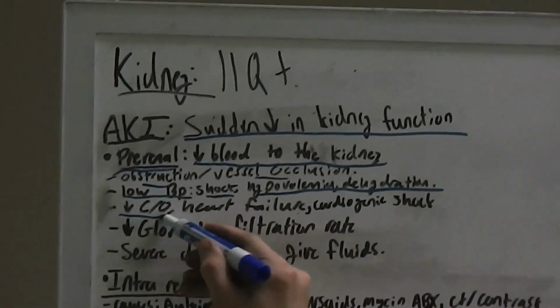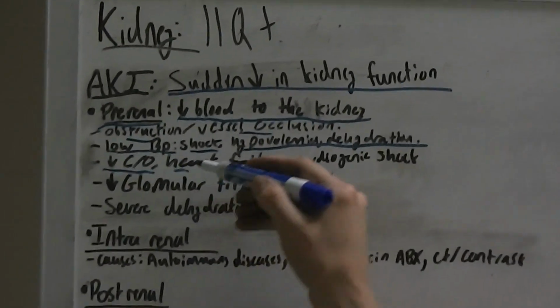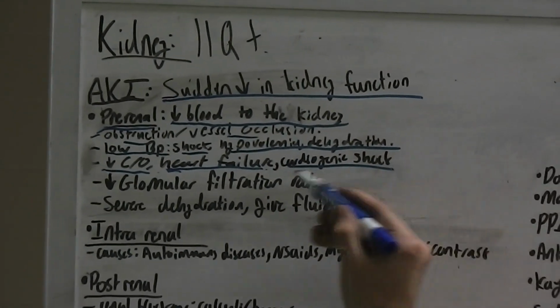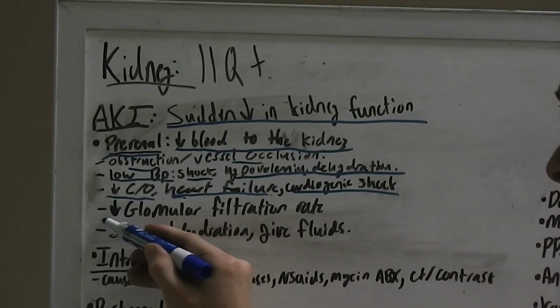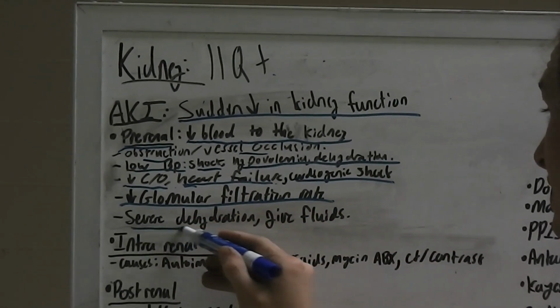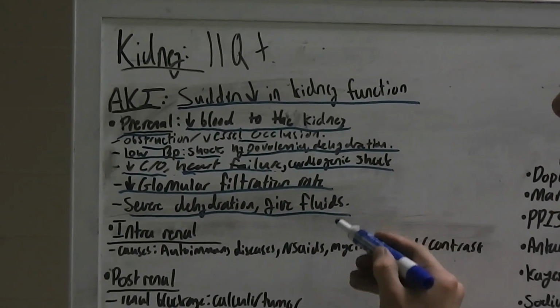We're going to have decreased cardiac output. It can be caused by decreased cardiac output, heart failure, or cardiogenic shock. And according to the PowerPoint, we're going to have decreased glomerular filtration rate and severe dehydration. We need to give fluids, and this is all for prerenal acute kidney injury.